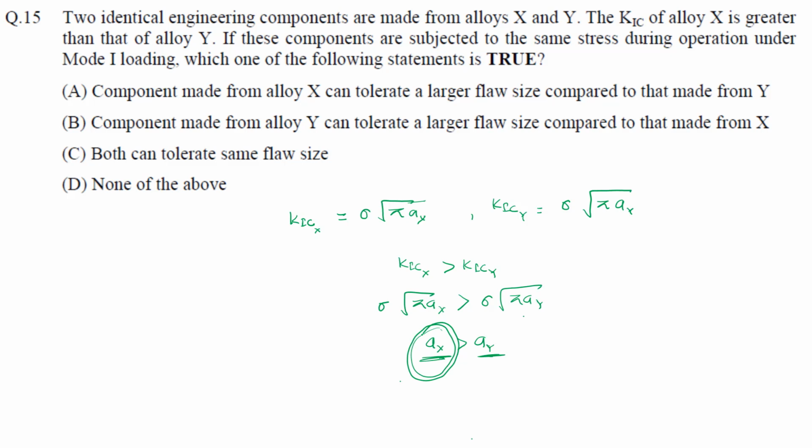Next option, a component made from alloy Y can tolerate a larger flaw size compared to X? No. Both can tolerate the same flaw size? No, because KIC is different. None of the above. So this is also not the correct answer. So what is your correct answer? Option A. Fine.